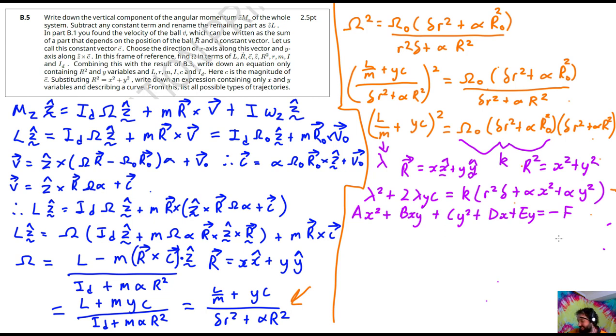Alright, so let's do this. For my X squared terms, I've got alpha K X squared. For B, the XY, I've got nothing. For Y squared, I've got K alpha minus C squared, Y squared. For DX, I've got nothing. For just the Y, I've got 2 lambda CY, and that leaves me with lambda squared minus K R squared delta as my F term.